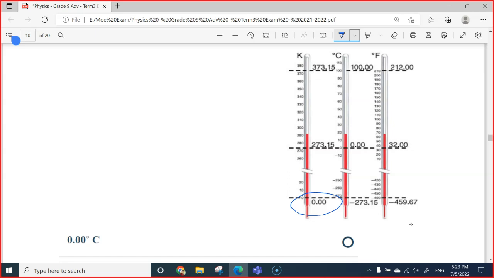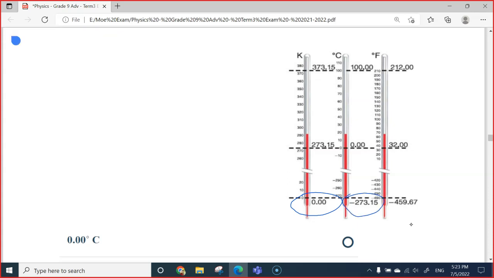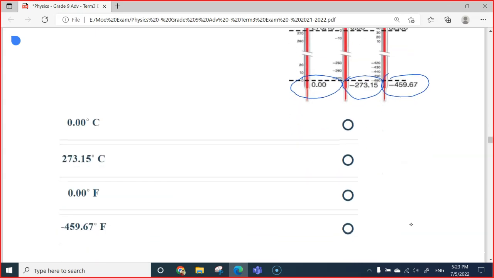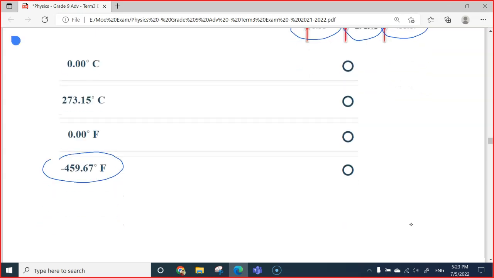If you express that in degrees Celsius, then absolute zero is equal to negative 273 degrees Celsius. And if you express that temperature in Fahrenheit, absolute zero is equal to negative 459.67 Fahrenheit. So here 0 Kelvin is not given in the choices. Negative 273.15 degrees Celsius is not given in the choices. So this one, negative 459.67 Fahrenheit, is equal to absolute zero temperature.